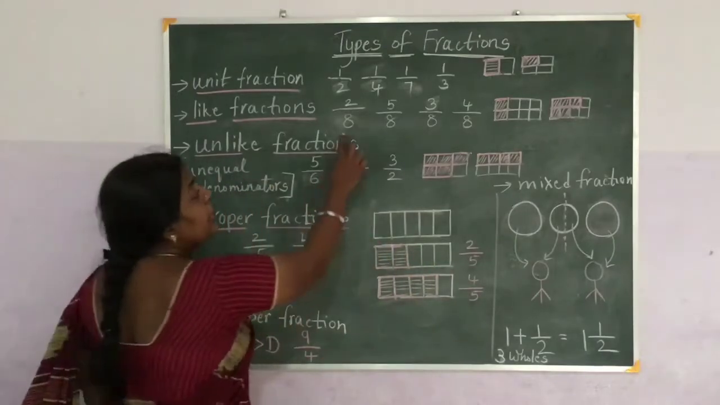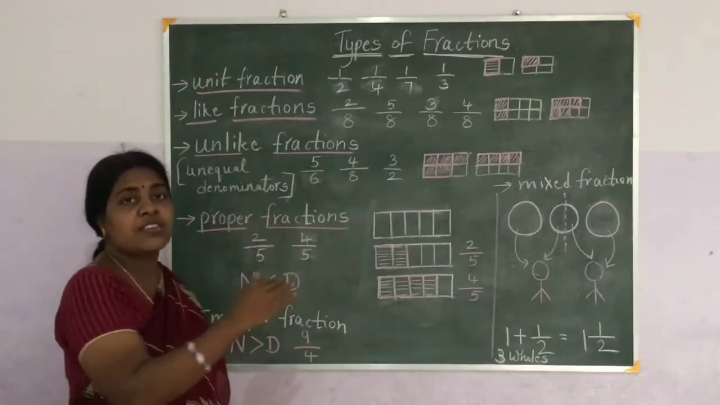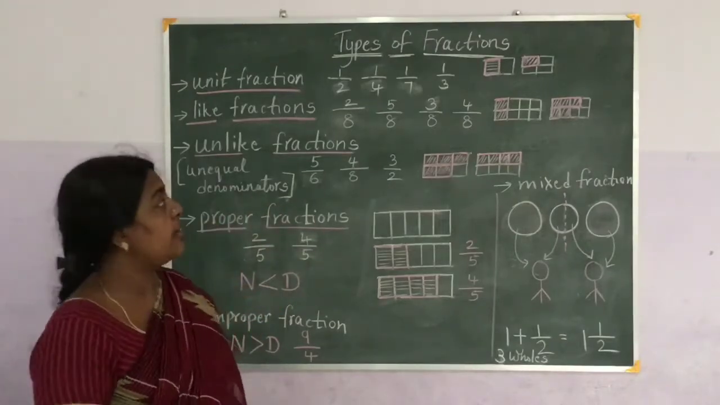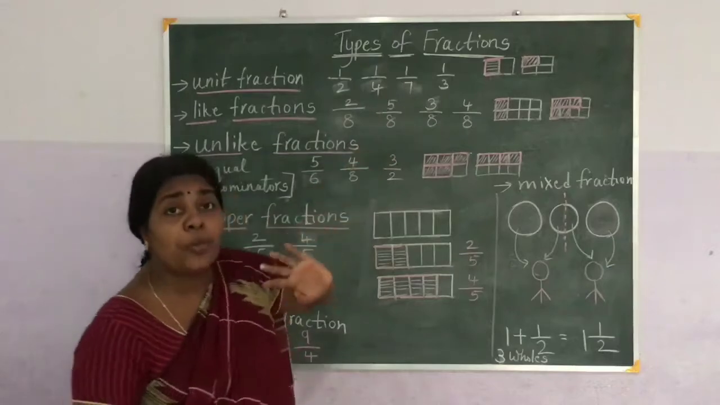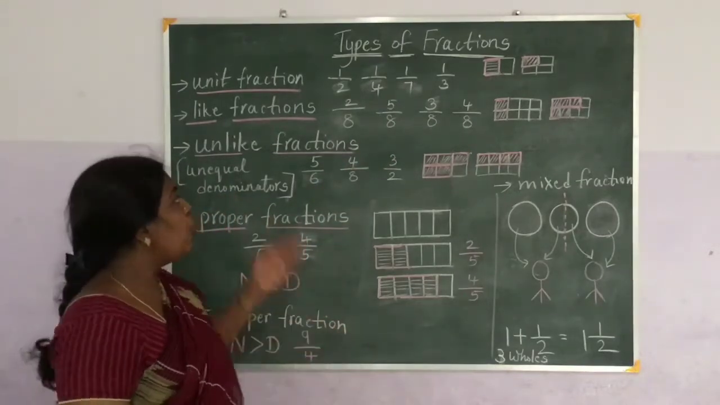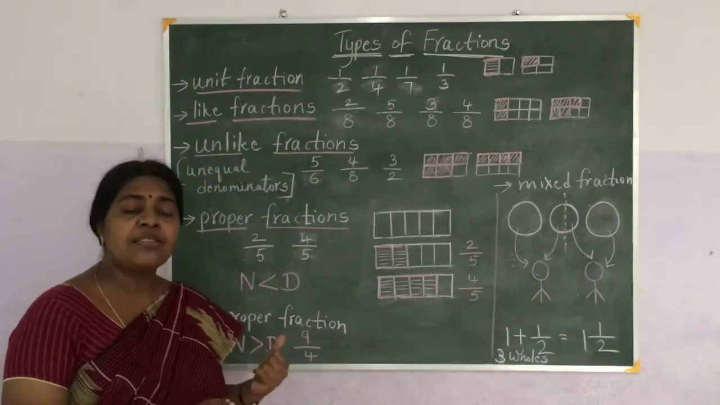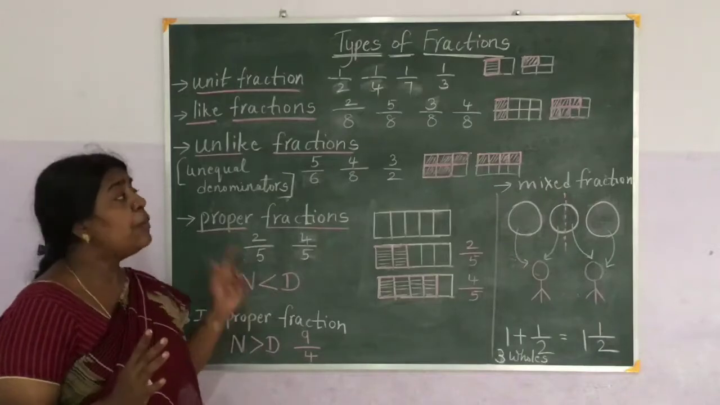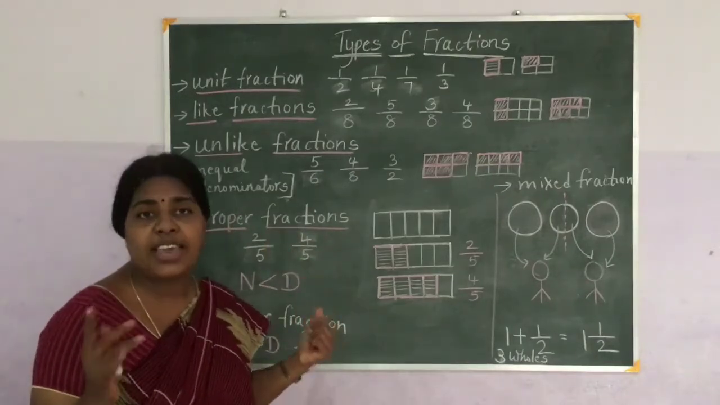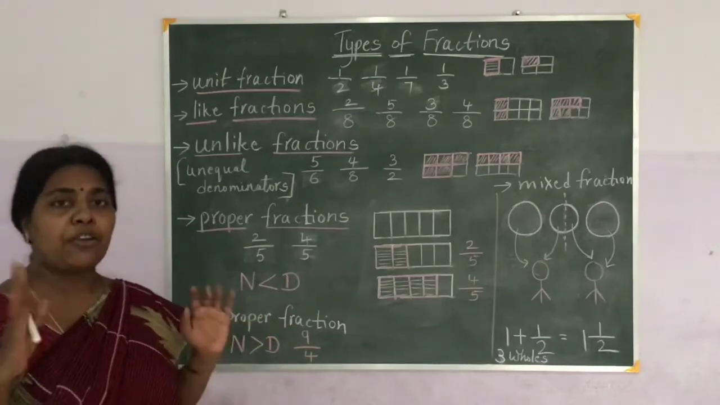So here the denominators are same. That means all the fractions have 8 as denominator. But if you see the numerators, they are all different. Such fractions are called like fractions, meaning the fractions in which the denominators are same. If you have the same denominators, they are called like fractions.